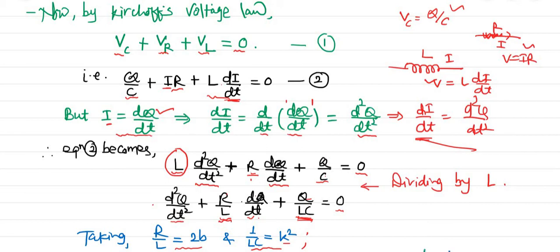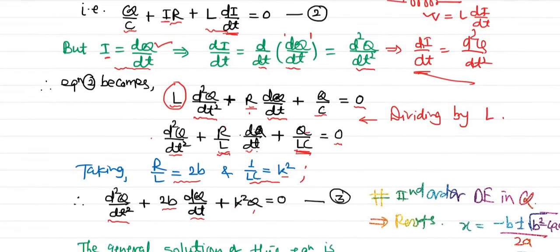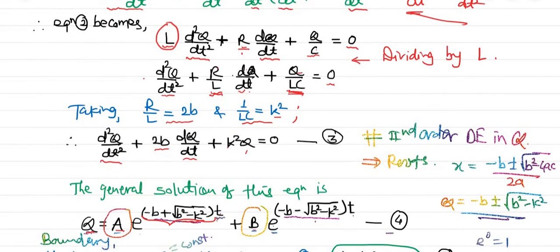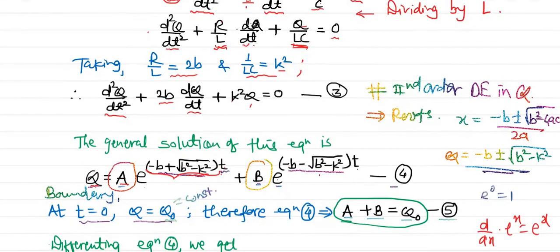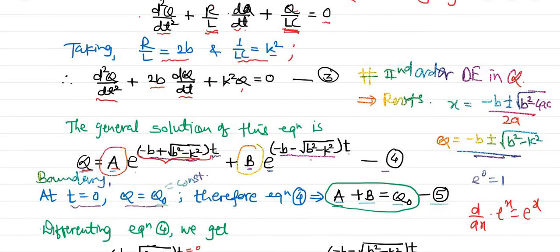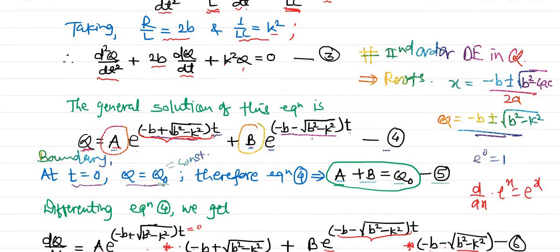By substituting the values, we got a general equation, equation number 3, which is a second order differential equation in Q, and we calculated its roots. The roots we got are Q is equal to minus B plus or minus under root B square minus K square. We substituted those roots in the general solution, Q is equal to A into exponential of first root into T plus B into exponential of second root into T. That is equation number 4, the general solution we got.